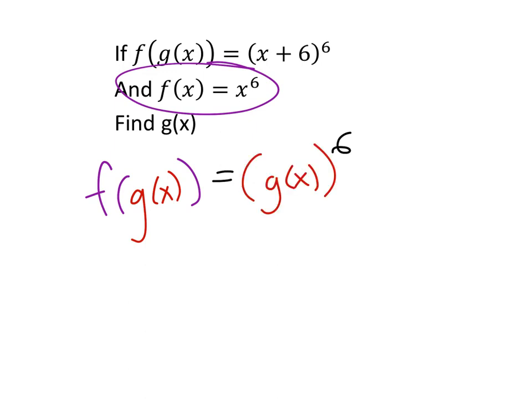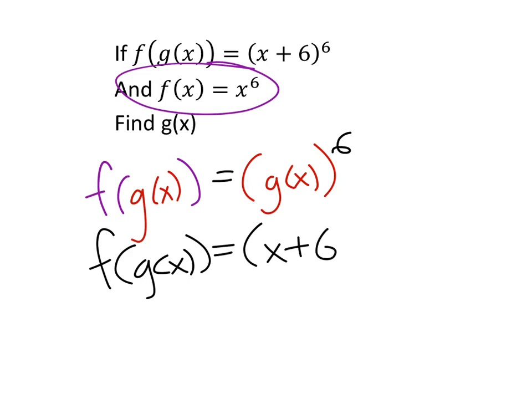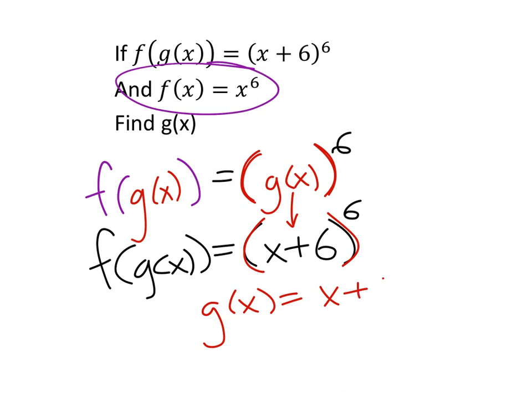Now what we do know is that the actual f of g of x, just from the top there, is x plus 6 all to the power of 6. So we can see that g of x became this x plus 6 stuff. I don't know if that was a better explanation, but hopefully that helps us understand that g of x is this x plus 6. Now, it's not to the power of 6. That's part of f of x. G of x is just this x plus 6 in parentheses right here.